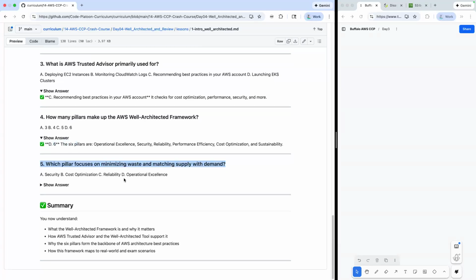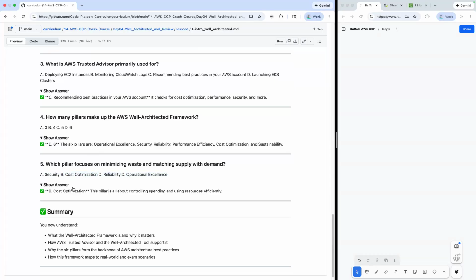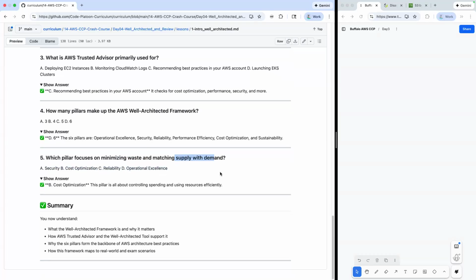And finally, what pillar is going to focus on minimizing waste and matching supply with demand? So pretty quickly, we know it's not security. We know it's not reliability. I've got operational excellence or cost optimization. Anyone want to guess? B. Yeah, cost, right? Minimizing waste, supply and demand. Think, do I use an on-demand or reserved instance?